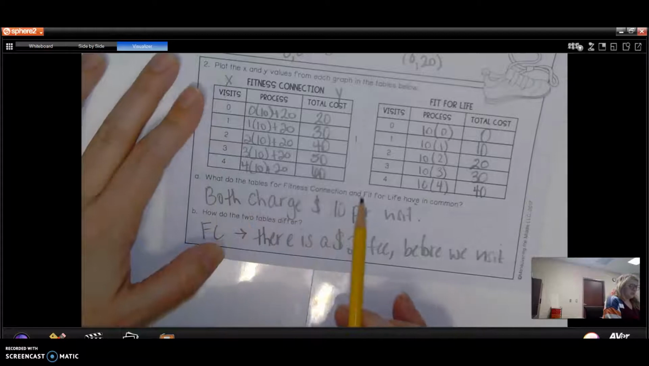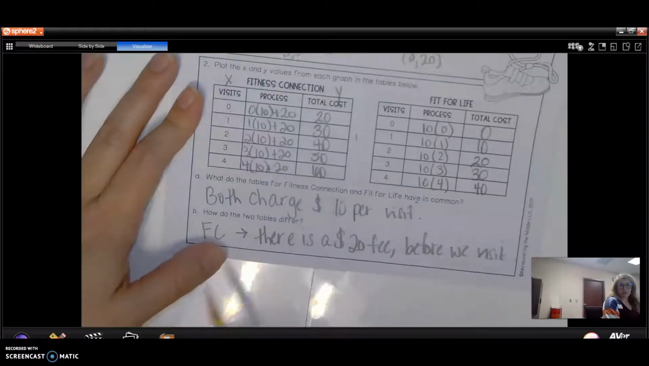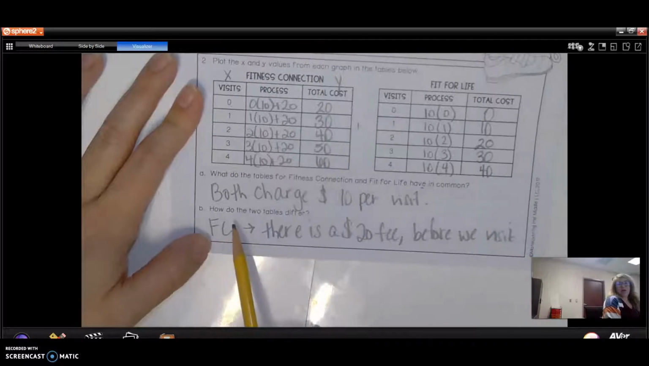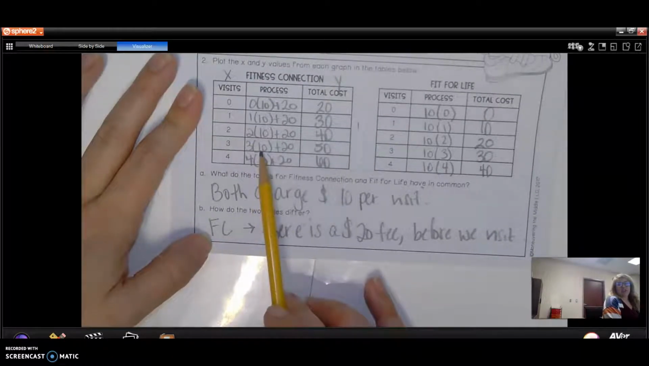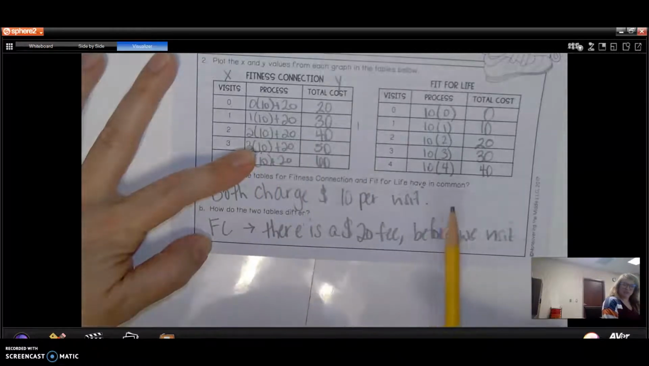Oh, sorry, I didn't move it up. So what do the tables for Fitness Connection and Fit for Life have in common? Well, they both charge $10 per visit, but how are they different? Well, the Fitness Connection charges $10 per visit, but they also charge that $20 fee. So that's how it's different.